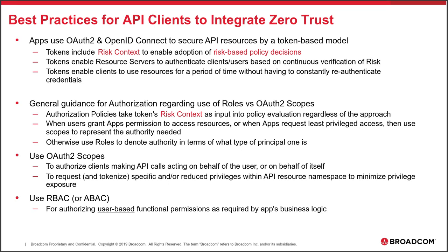And so the tokens then enable API providers, otherwise known as resource services, to authenticate clients and users based on continuous verification of risk. So if the risk is high, then we may reject that. If the risk is good enough, we'll accept that. It may change: 5 minutes later, the risk may become higher and we may refuse the service.